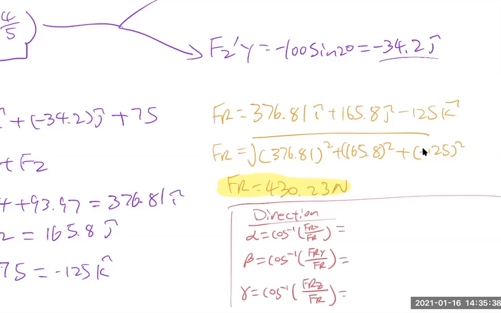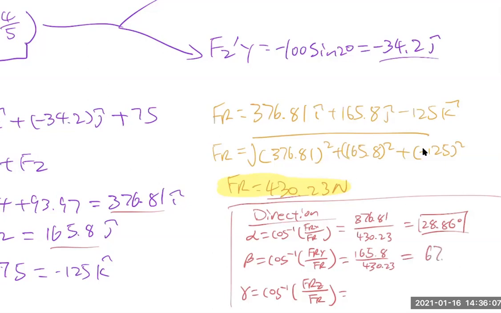If we work this out, FRx is 376.81 over FR, which is 430.23, and we're going to get 28.86 degrees. For beta, we're going to get 165.8 over 430.23, which is equal to 67.33 degrees. And lastly, negative 125 over 430.23, and we're going to get 106.89 degrees.